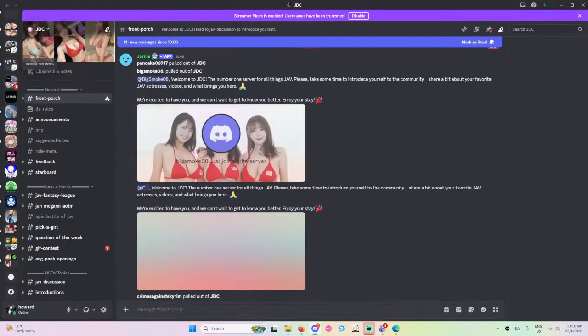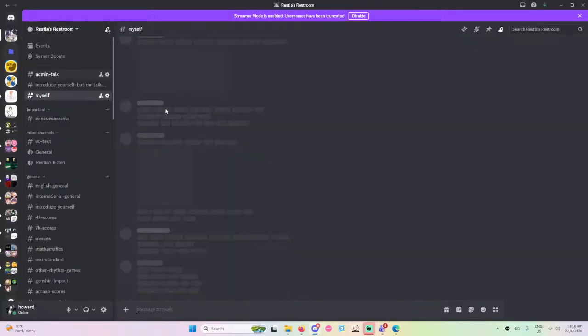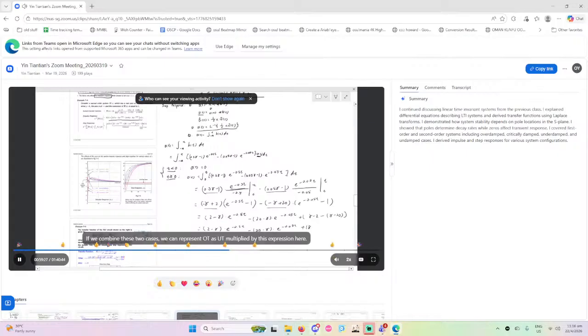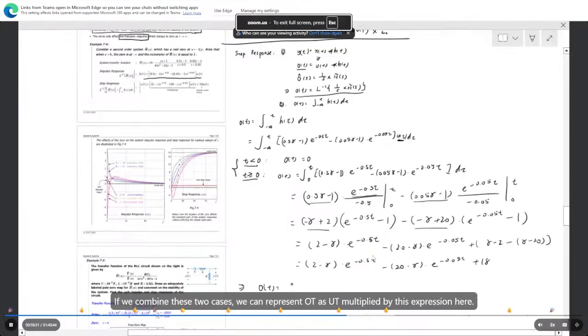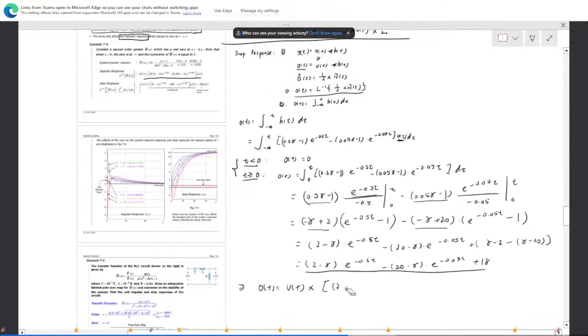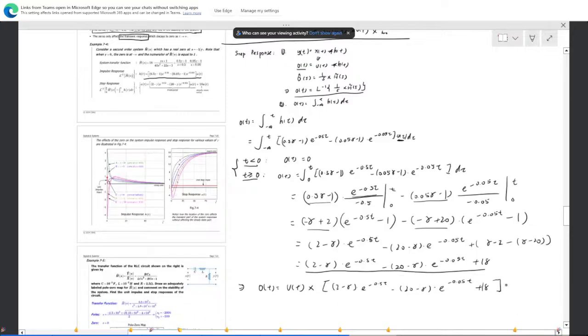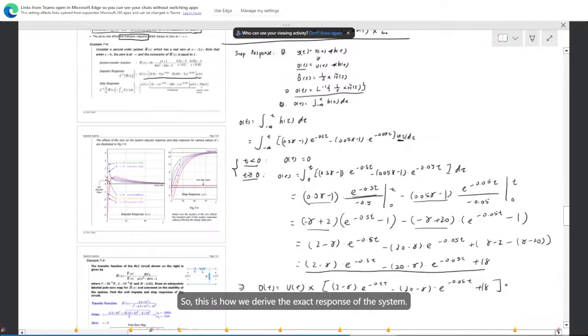And this equation is only valid when t is larger than or equal to 0. When t is less than 0, it will be equal to 0. So how can we describe this behavior? If we combine these two cases, we can represent o(t) as u(t) multiplied by this expression here: 2 minus gamma times e to the power of minus 0.5 t, minus 20 minus gamma times e to the power of minus 0.05 t, plus 18. So this is how we derive the step response of the system.